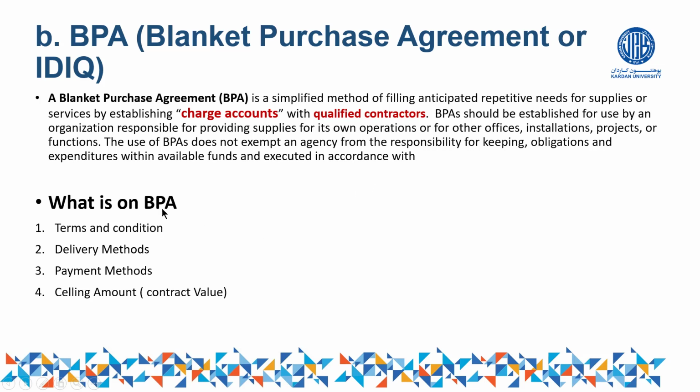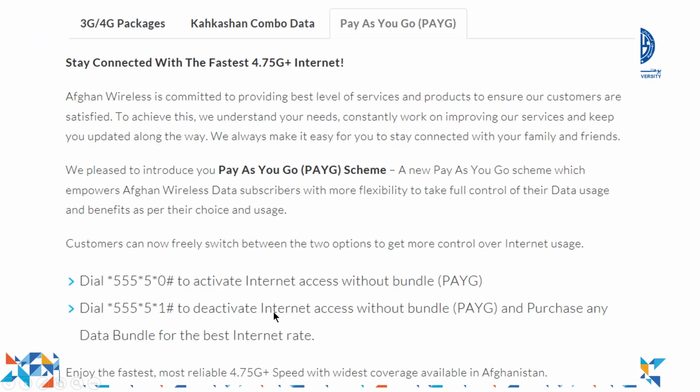So what comes in a BPA? Terms and conditions, delivery methods, payment methods, and so on. All of this will be discussed in QuickBooks as well. So this was the second.